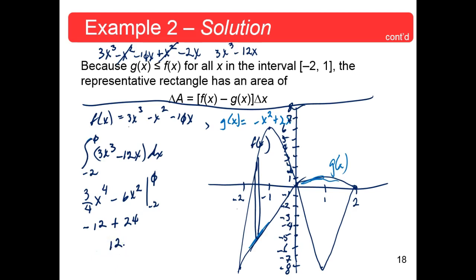And by the way, if you ever get a negative area, think again. You can't have negative areas. You either have the wrong function on top and the wrong one on bottom, or you did something incorrectly. So go back and review that.